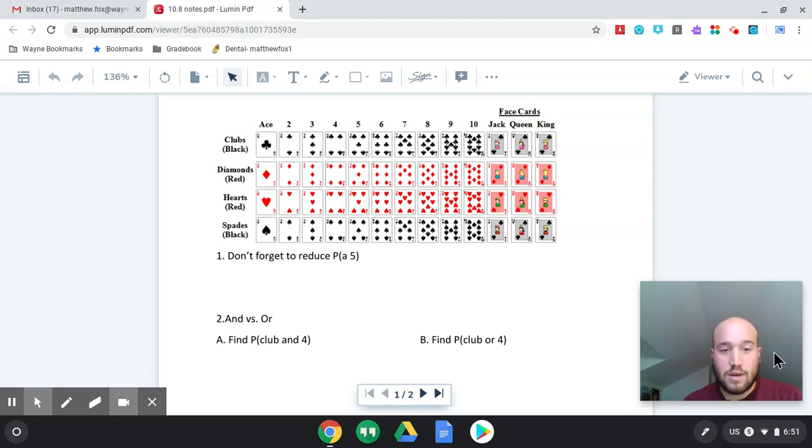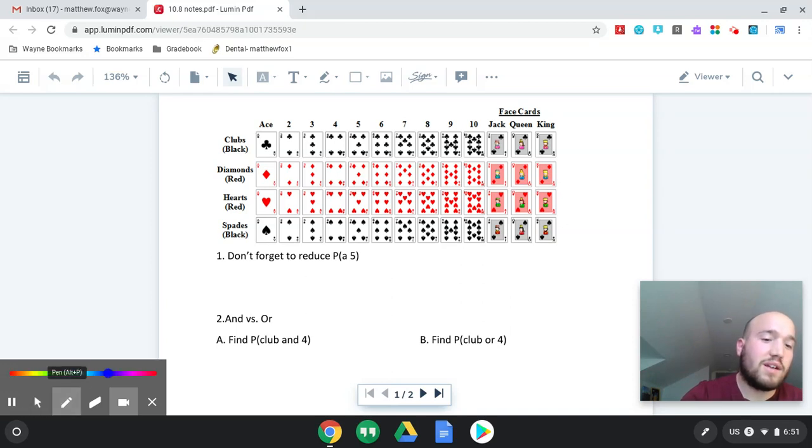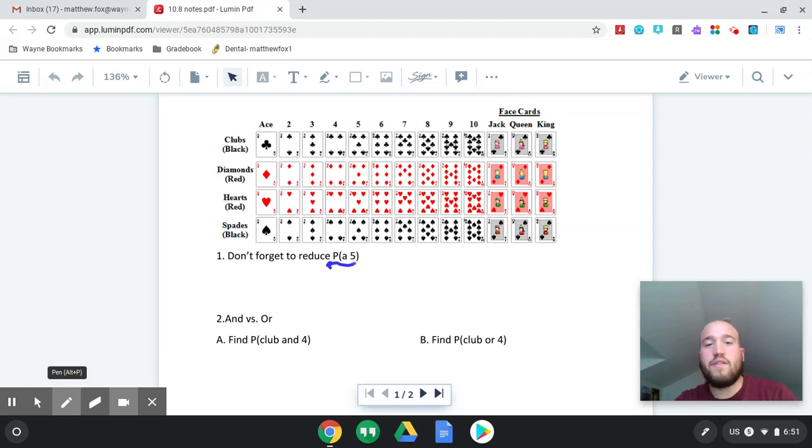First thing I want to talk about: last week, several of you did a great job setting up your ratios, but you forgot to reduce. What I mean by that is right here, it says the probability that we draw a 5. Once again, we know there's 52 total cards, so that goes on the bottom. Now, the 5s, there's 1, 2, 3, 4, so we put 4 over 52.